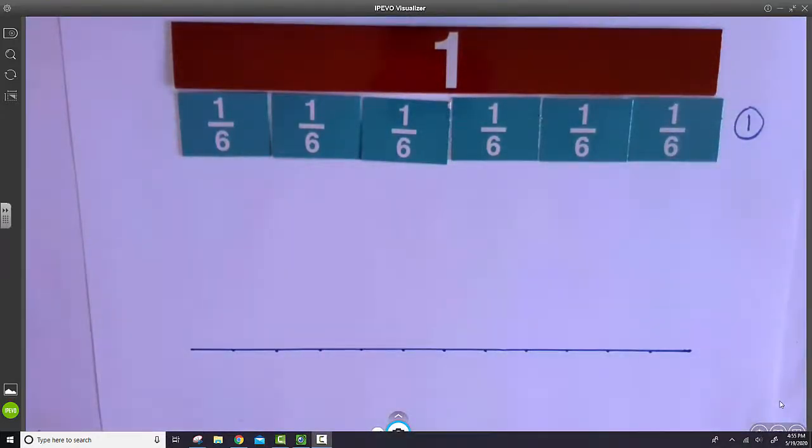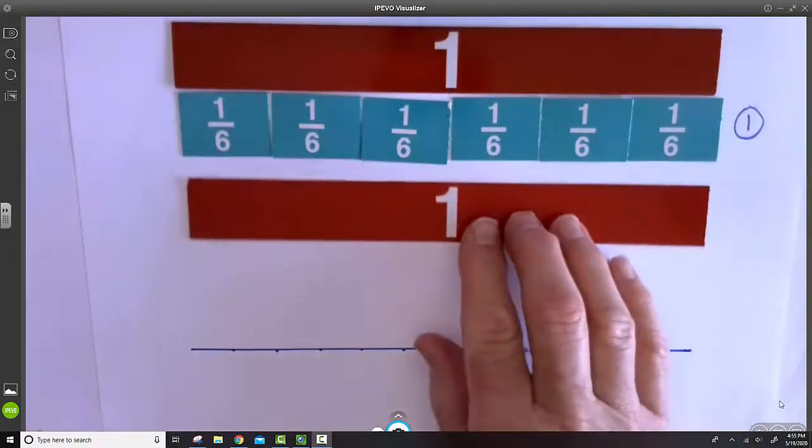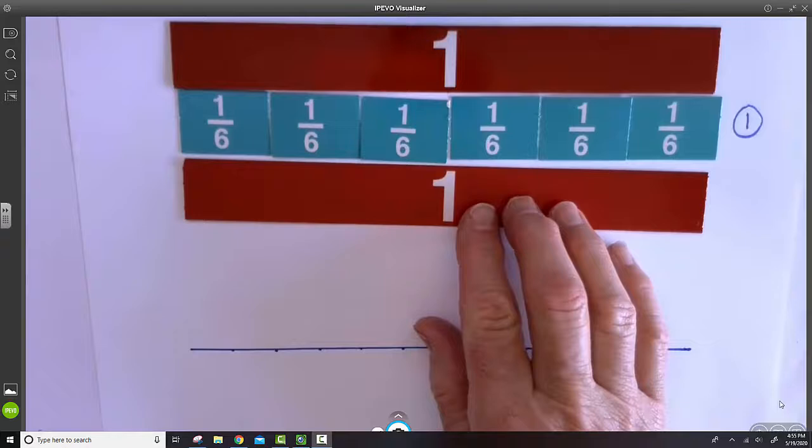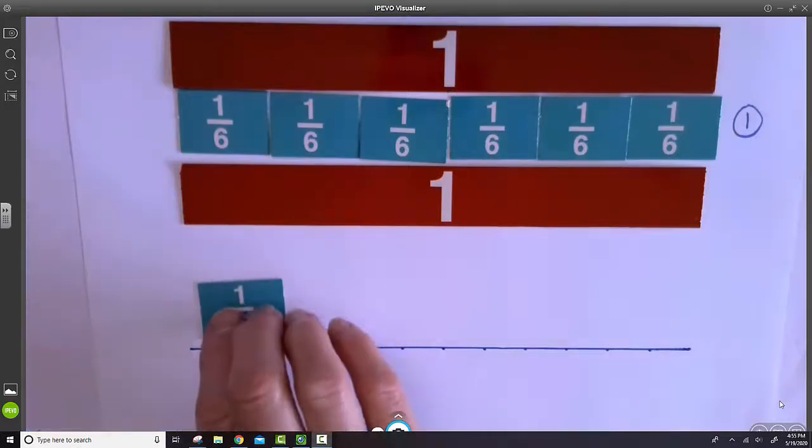Next, I think you probably again know where I'm going with this. Perhaps I have more sixths available to me. So again, my one wholes are just markers to hold my place, so that I can focus on the correct number to create a whole.